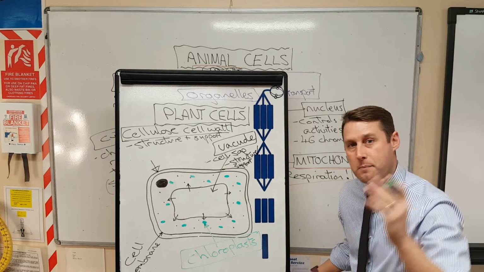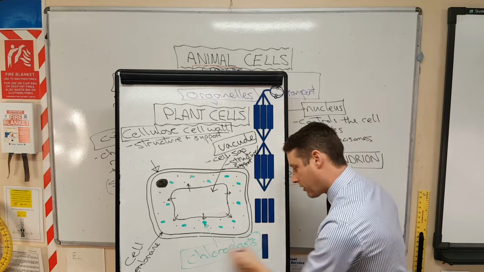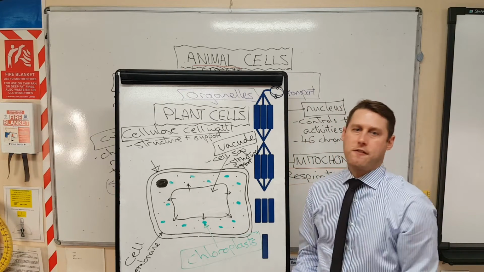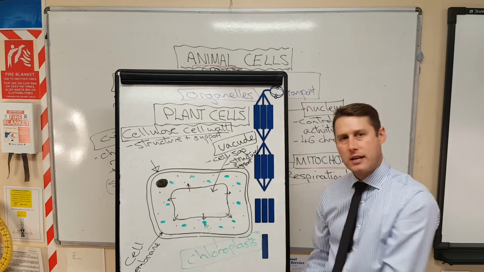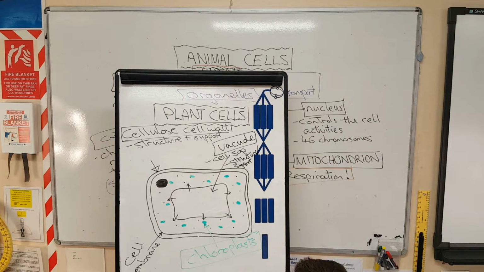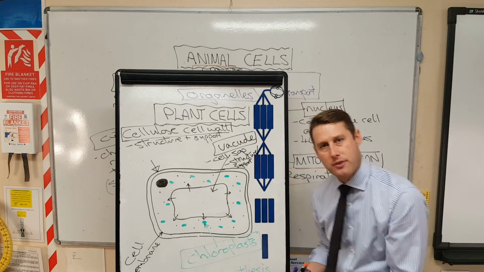Chloroplasts. Now, like mitochondria, we thought respiration. With chloroplasts, you've got to think photosynthesis. Chloroplasts are where photosynthesis occurs. So we're going to put in here photosynthesis. Those 2 words have to come out together in your examinations. In your head, you've got to associate those 2 things together.